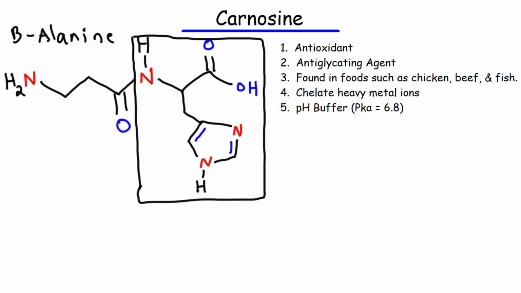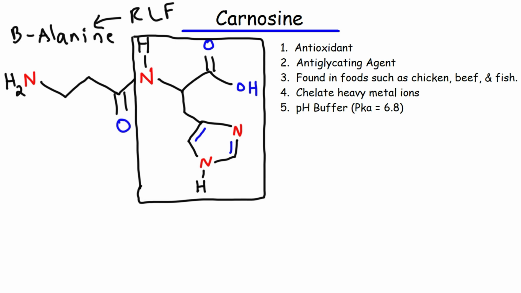Now, out of the 2 amino acids that make up carnosine, beta-alanine is the rate limiting factor. We'll call it the RLF. So what this means is that the rate at which carnosine is produced in the body depends on how much beta-alanine is available.